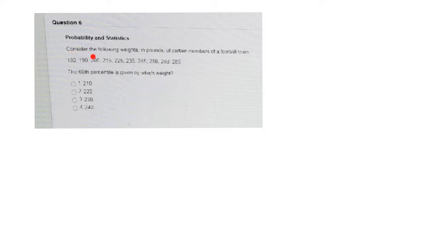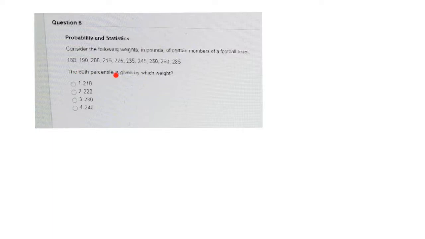Okay, so consider the following weights in pounds of certain members of a football team: 180, 190, and so on. The 60th percentile is given by which weight? All right, so if you want to find a certain percentile, the first thing is you've got to put the weights in order. Now, it looks like they're actually being very nice to us because it's already in order for us, which is great, because it's a pain putting them in order. So here they are in order, which is great.